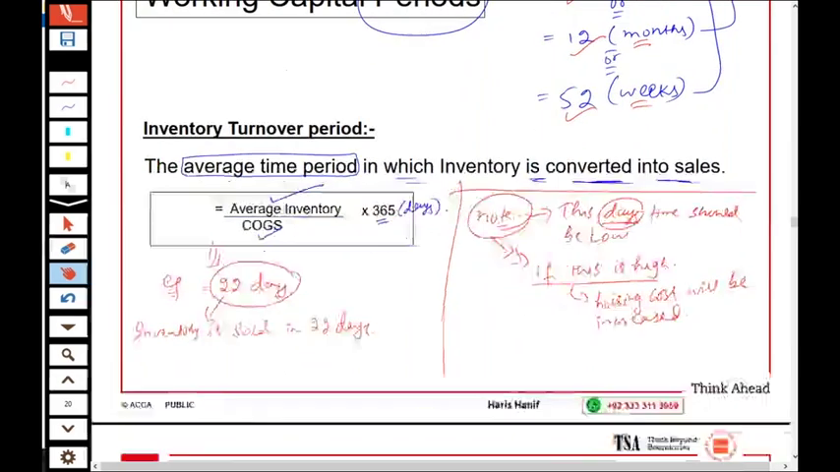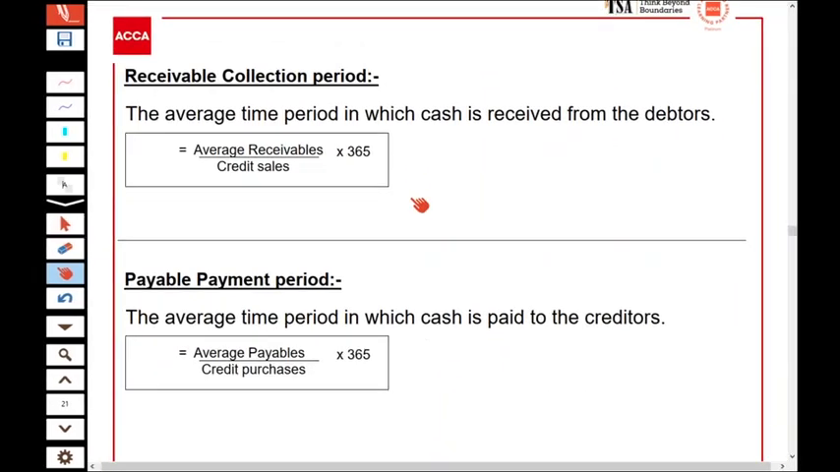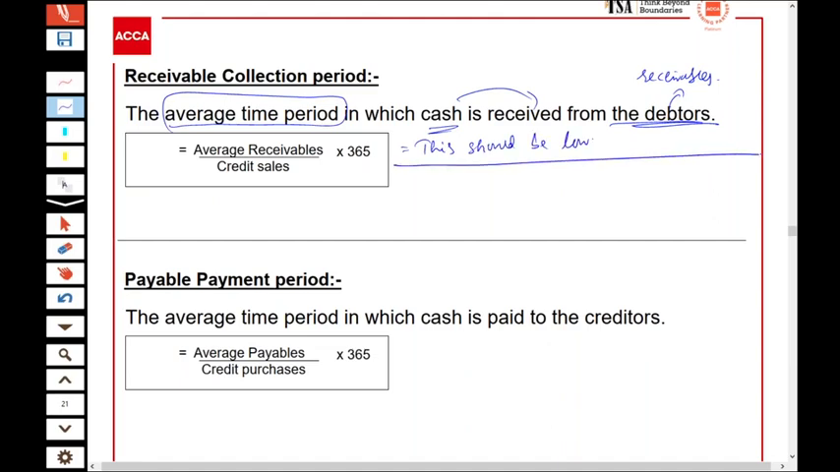Inventory turnover period. Now, similarly, we have the receivable collection period. What do you mean by the term receivable collection period? This is the average time period in which cash is received from the debtors, meaning receivables. Obviously, this should be low, because everybody wants cash to be received as soon as possible. Now I'm giving a warning sign that if this time period is high, then we will be having a cash issue.